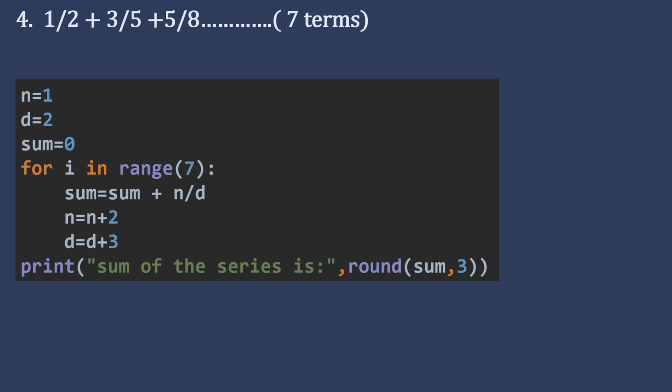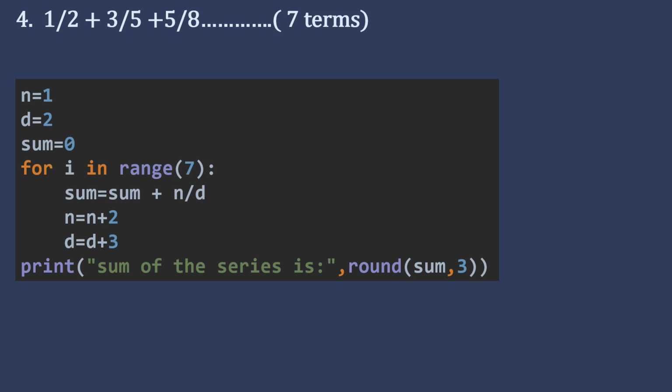So we'll take two variables, n to store the first numerator value, that is 1, and another variable d to store the first denominator value, that is 2. Now we'll initialize one variable sum with 0 to store the sum of the series. Now for i in range 7, because we have to take up to 7 terms, so we have taken the value as 7. Then sum is equal to sum plus n by d. So first value 1 by 2 will be added. Now n will be increased by 2 and d will be increased by 3 in each iteration.